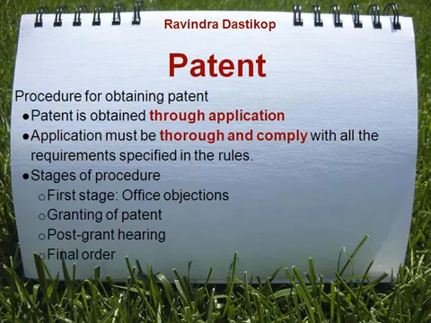There are 4 stages in the patent process. First stage, office objection. The moment you apply, the patent office may say this is not very new or novel, as there are already existing patents similar to this. Or if it is very novel, then they will grant you the patent. Once that is done, it is possible that somebody in the market or society may object. That's called the post-grant hearing. The patent office will invite people to raise any objections. And once there are none, the final order is given.